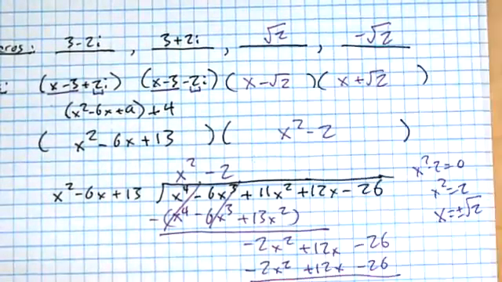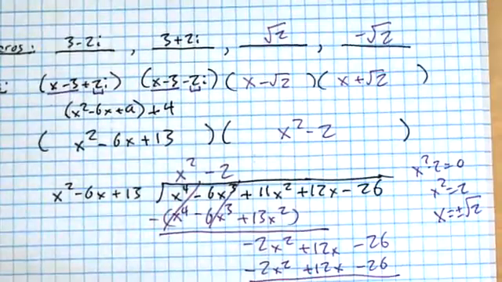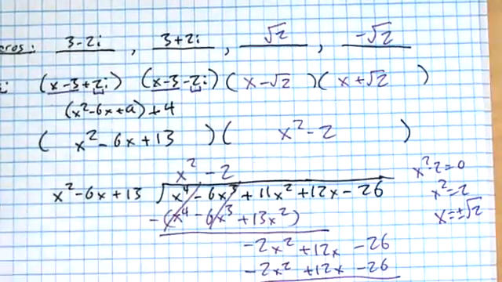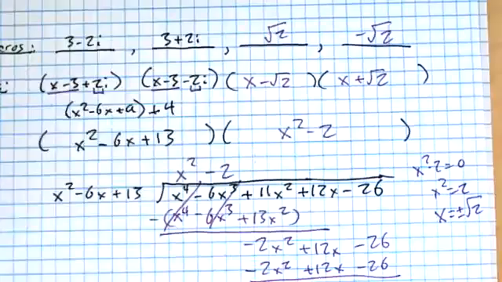And I think that's all they asked us to do in this, right? Find all of the zeros and write a linear factorization. We got it.